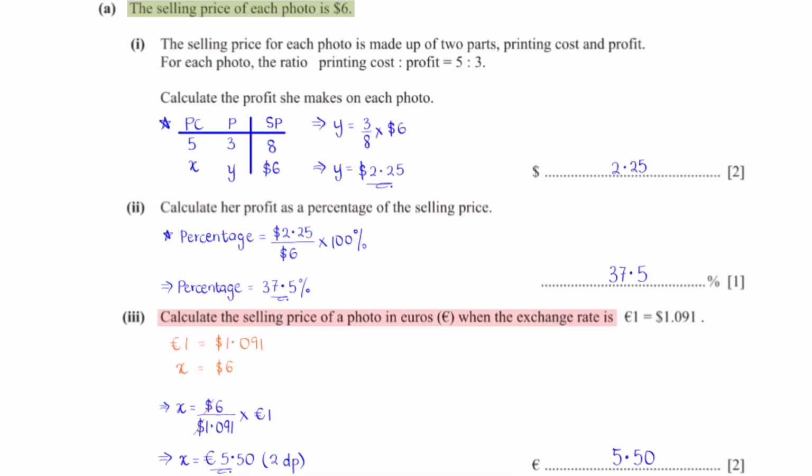Calculate the selling price of a photo in euros when the exchange rate is €1 equals $1.091. First, we set up the conversion ratio. When we cross multiply and make x the subject, this is what we have, which is equal to 5.50 euros rounded to 2 decimal places.